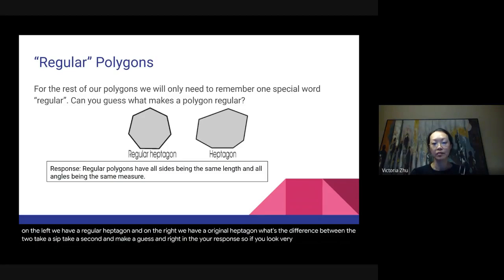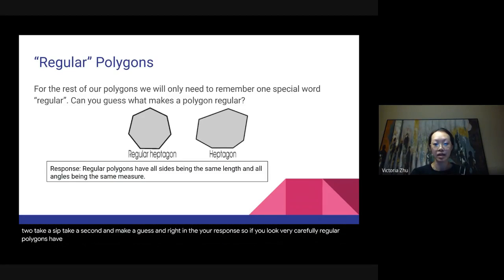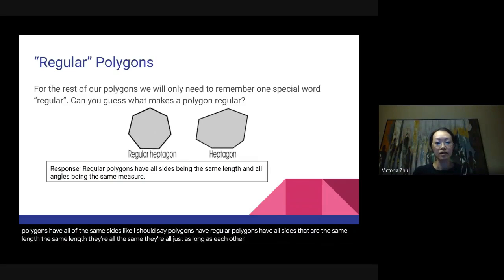So if you look very carefully, regular polygons have all of the same sides. I should say regular polygons have all sides that are the same length. They're all just as long as each other. And all the angles are all the same measure.